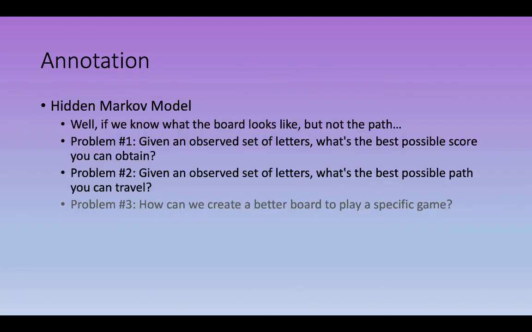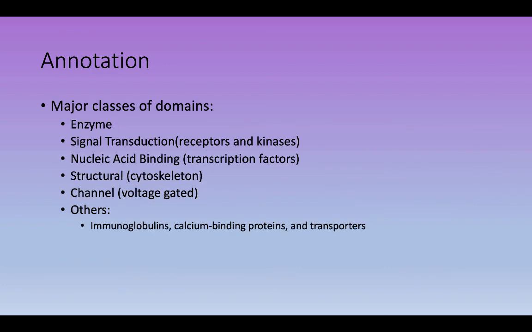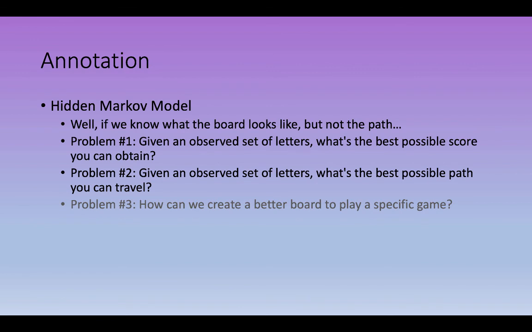And that's how these hidden Markov models work, right? If we know what the board looks like, but not the path, we can figure out the best possible score we can get. We can figure out the best possible path we can travel. What we can also eventually do is build a better board game, a better board to play our specific game on. So a better model in general, right? Because we're able to identify this best score and this best path.